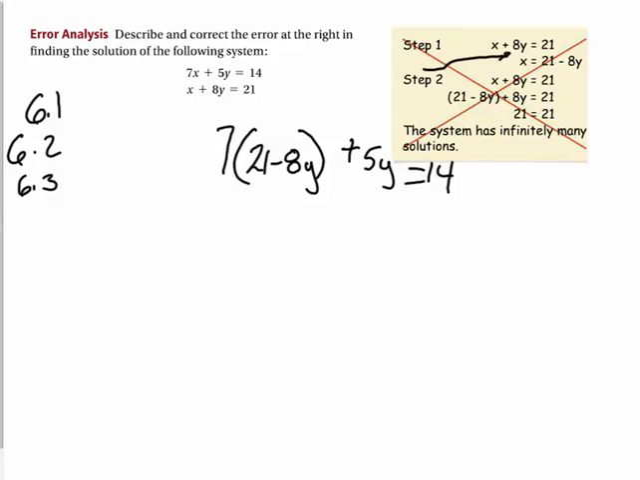That's a big no-no. You can't do that in substitution. You have to plug it into the other equation. That's why we get that 7 times x. Plug in whatever x is. We figured it out. It's 21 minus 8y. And then solve. Okay? Alright, so there's one.